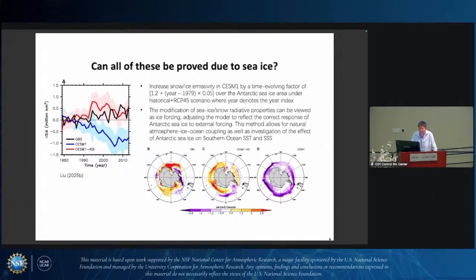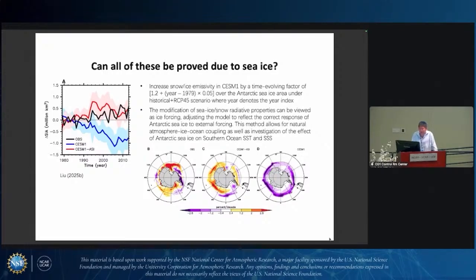So you will see this experiment is under the historical and RCP scenario. For the original historical and RCP simulation for CESM1, which is shown in blue, we will see still a very robust decline of Antarctic sea ice from 1979 to 2013, which is different from observation in black.